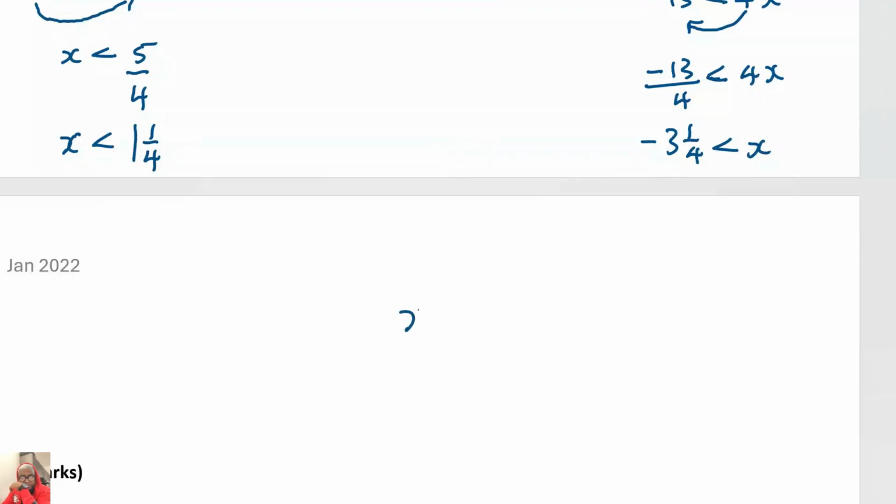I put x in the middle, right? Okay, x in the middle. If x is less than 1 1/4, and then negative 3 1/4 is less than x, right? That means that negative 3 1/4 is the least point. Negative 3 1/4 would be less than x, and this x would now be less than the greatest number for x to be, which would be 1 1/4, right?